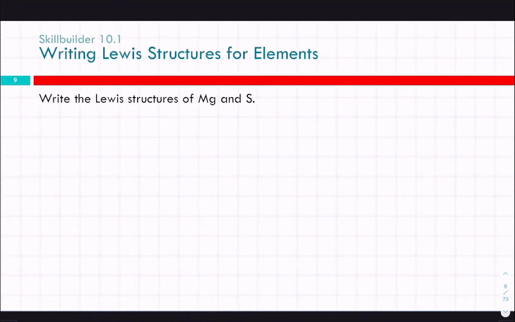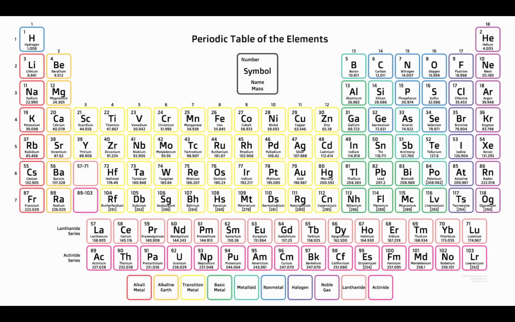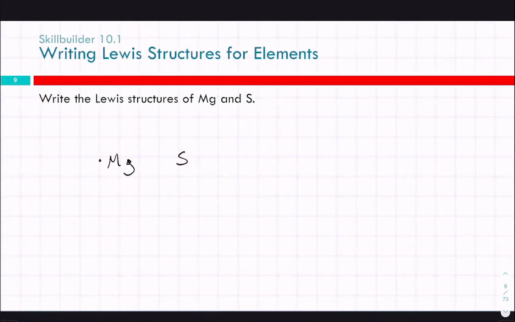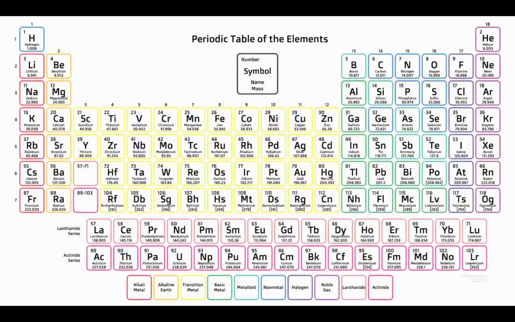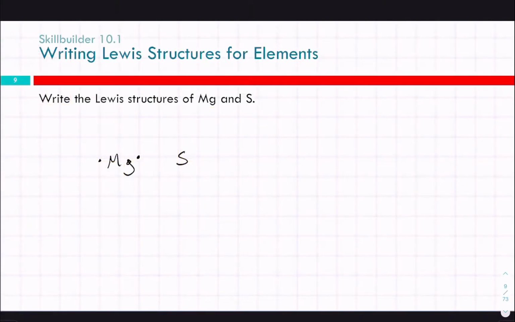All right, so we'll write the Lewis structures for magnesium and sulfur. How many valence electrons does magnesium have? Just 2. So if we go back, put those valence electrons around magnesium. And sulfur has 6. It's over here in column 6A. So it has 1, 2, 3, 4, 5, 6.